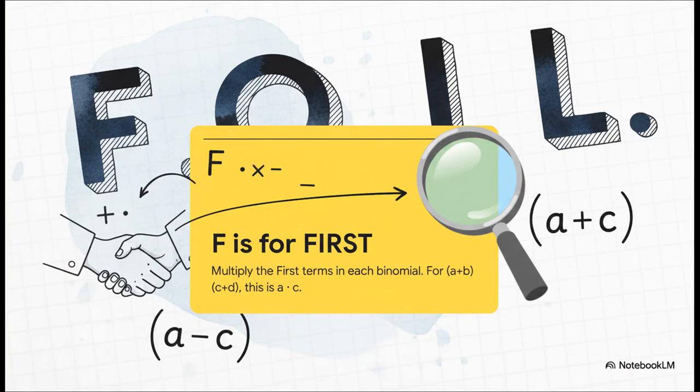Let's kick it off with F for first. This one's a piece of cake. You just grab the very first term in each of the parentheses and multiply them together. So in this general example, that's just A times C.